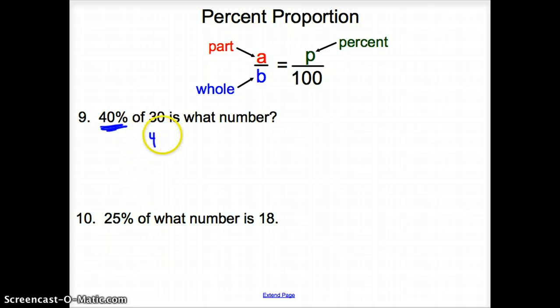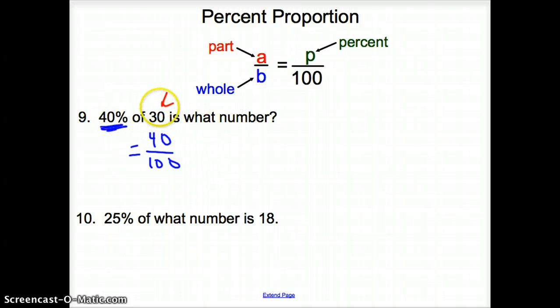So I'm going to put 40 over 100 and put it equal. So there's half of my proportion. So 40% of 30 is what number? We have to figure out where this 30 goes. Well, I know that it's saying 40% of 30 is what number?